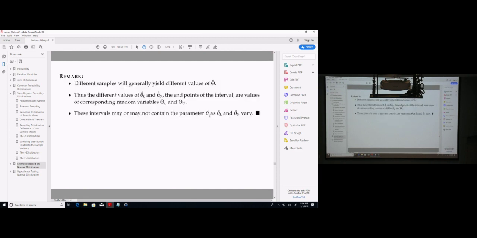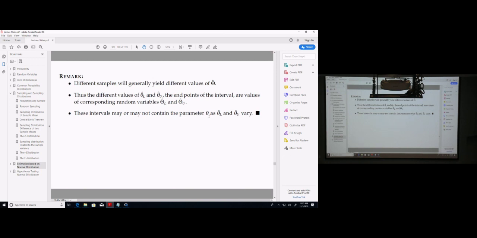Different samples will generally yield different values of theta, and thus different values of the lower confidence limit and the upper confidence limit. So the endpoints of the interval are values corresponding to random variables. And the length, in some cases, can also be random. These intervals may or may not contain the parameter.